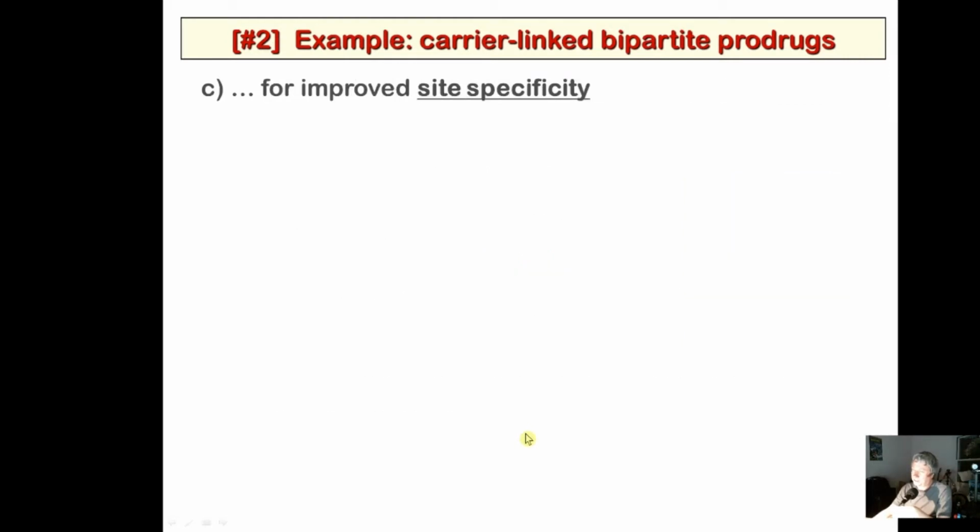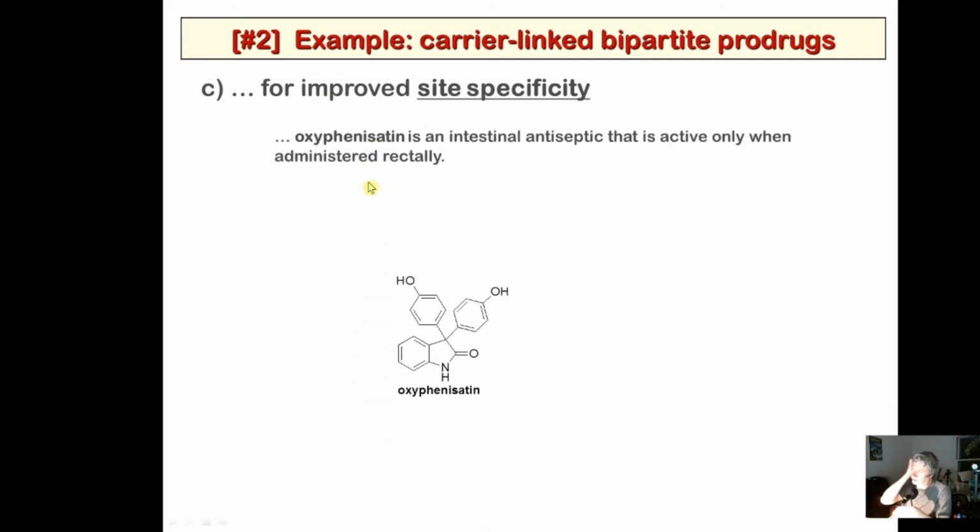Site specificity. So if we want a drug to actually interact with a site of interest, a drug target. This is an interesting one. This is oxyphenisatin, which is an intestinal antiseptic drug. It's generally only active when it's administered rectally, which people don't usually like. They'd rather administer it orally or some other way. But orally, it doesn't survive first pass metabolism.